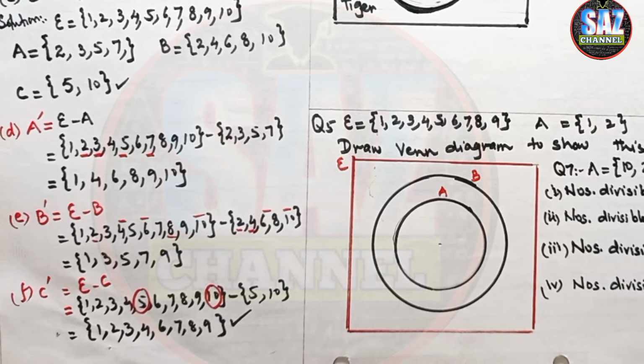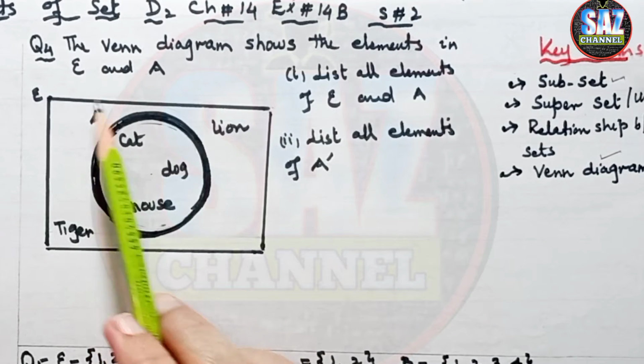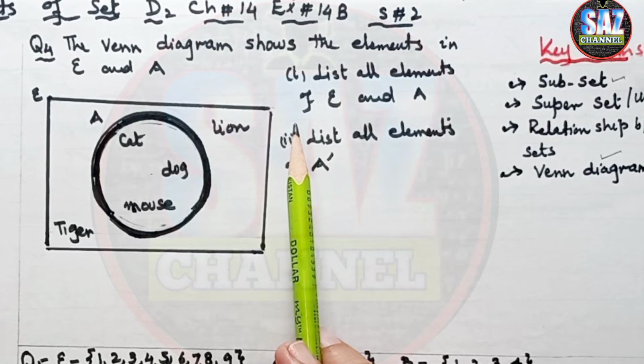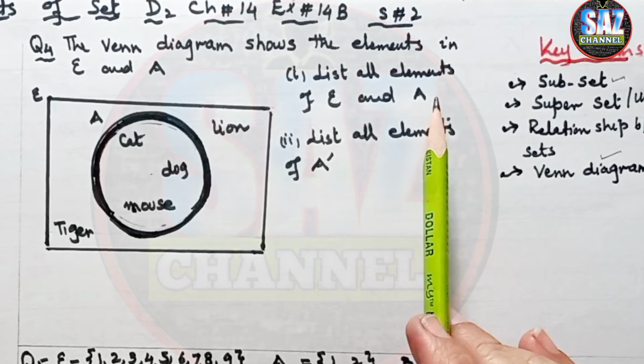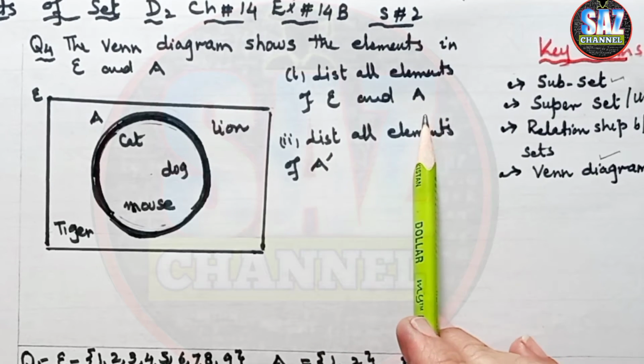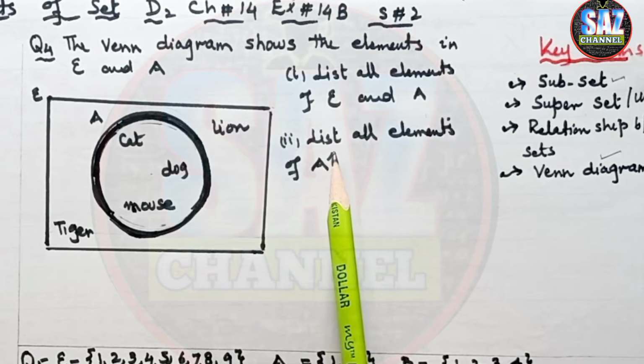And let me first read the question from the book. Question says, the Venn diagram shows the elements in universal and A. The first part of the question is that we have to list all the elements of A and universal, and then we have to list the elements of A complement.